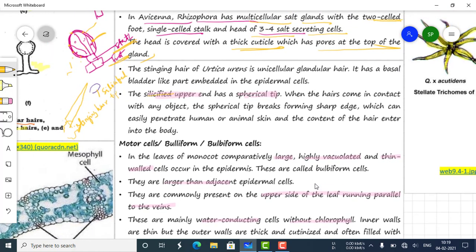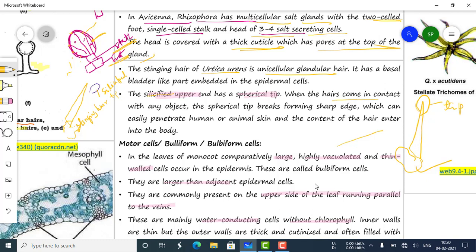In Urtica urens, the stinging hair is a unicellular glandular hair. We have already seen this stinging hair. It has a basal bladder-like structure, and this bladder-like structure is embedded in the epidermal cell. The silicified upper end has a spherical tip. This is the tip region, the spherical tip.